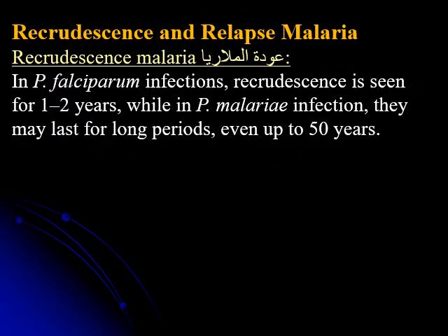So, in Plasmodium falciparum infection, recrudescence is seen for 1 to 2 years, while in Plasmodium malariae infection, it may last for long periods, even up to 50 years.